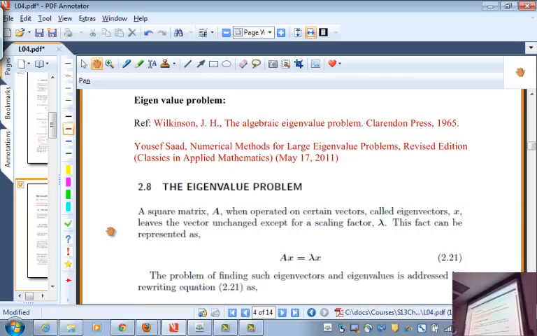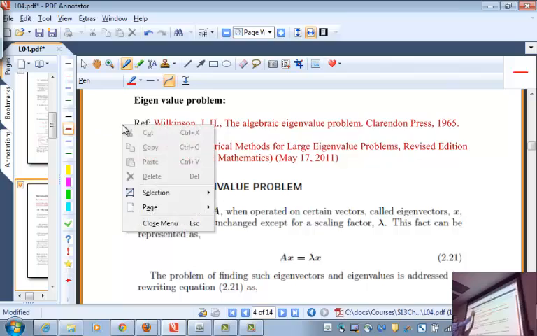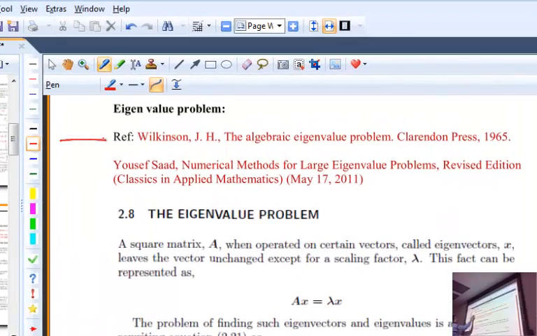Eigenvalue problem. There are 2 very good references. One by Wilkinson, which is a more classic old reference, the algebraic eigenvalue problem, and a more recent one by Yousef Saad, numerical methods for large eigenvalue problems. So we are going to develop some very simple ideas using something called power iteration to solve the eigenvalue problem. What is the eigenvalue problem?